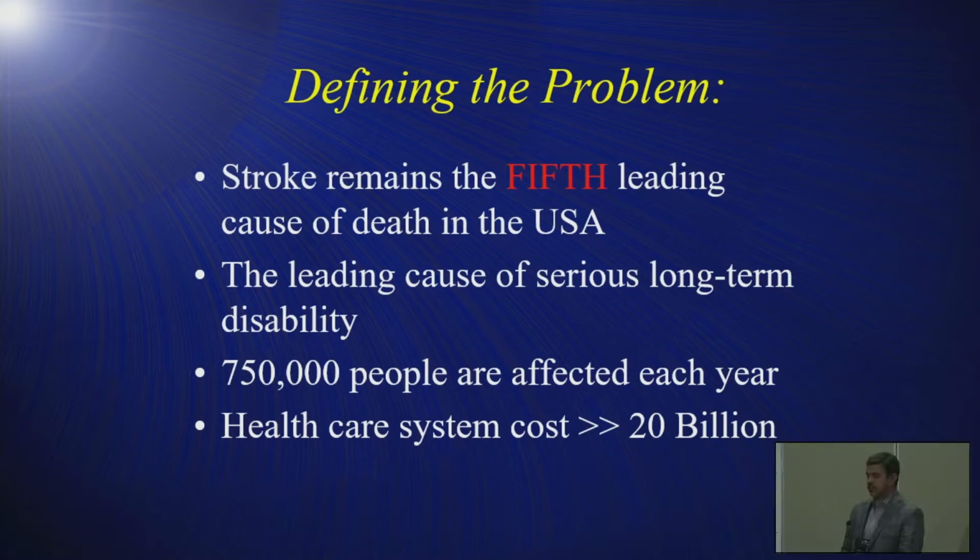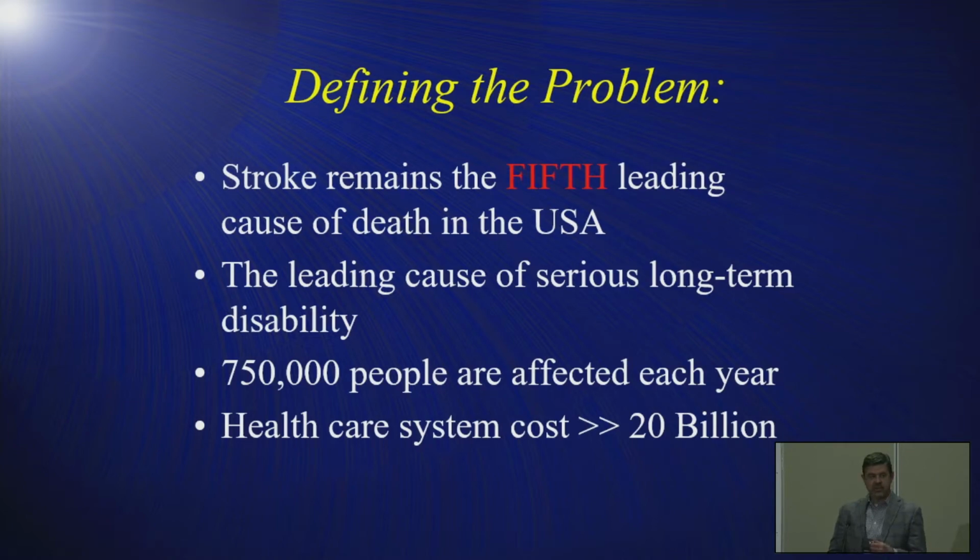Stroke remains the fifth leading cause of death in the United States. That's a fall from the third leading cause of death, so there's been an improvement in that area. It's the leading cause of serious long-term disability. About 750,000 strokes occur each year, and the cost is greater than $20 billion.